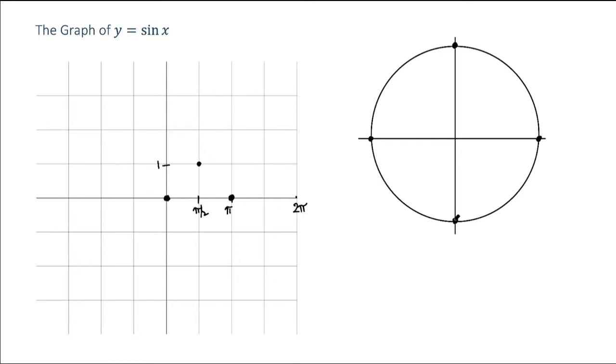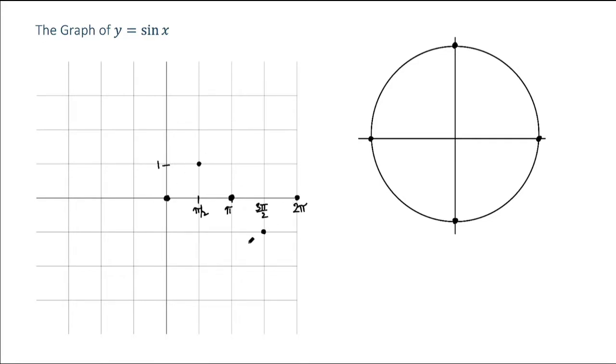And down here, this is 3 pi over 2. The y-coordinate is negative 1. And then when I get a full revolution around at 2 pi, my y-coordinate is back to 0. So these are some points on the graph.